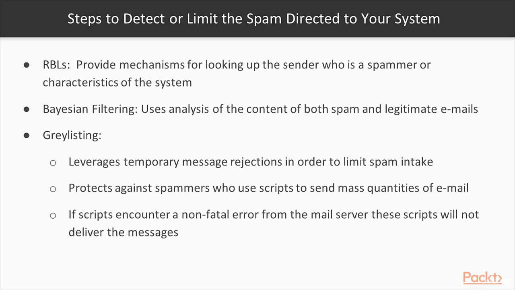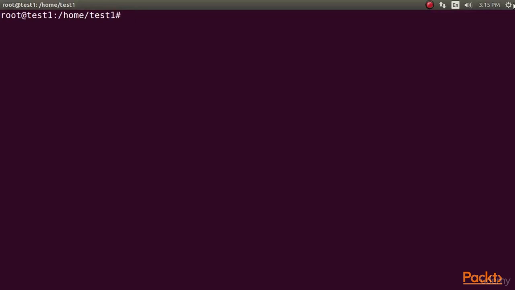Greylisting leverages temporary message rejections in order to limit spam intake. Greylisting primarily protects against spammers who use scripts to send mass quantities of email directly to your mail server. These scripts do not tend to queue and retry delivery of messages which encounter a non-fatal error from the mail server, while legitimate mail servers do. Let's start by looking at how we would implement greylisting on our existing Postfix mail server. Let's see a practical approach on how to do it.